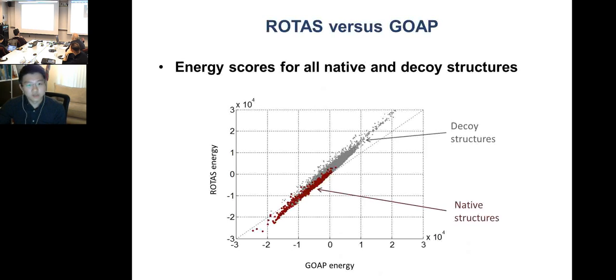And this plot shows the relationship between the energy scores of ROTAS and GOAP for all native and decoy models. We can easily confirm that ROTAS scored the native structures with lower energy, and decoy models with a higher energy compared to the GOAP potential. So this indicates that the existing statistical potentials can be fine-tuned by including the rotamer dependence of interactions.